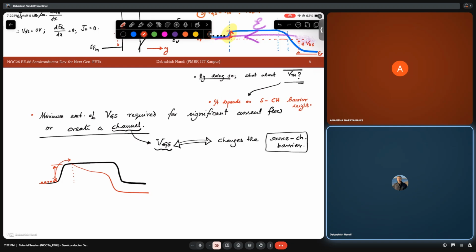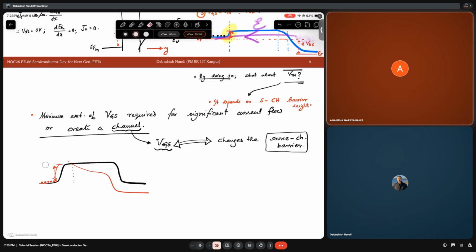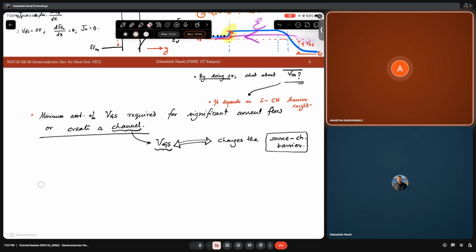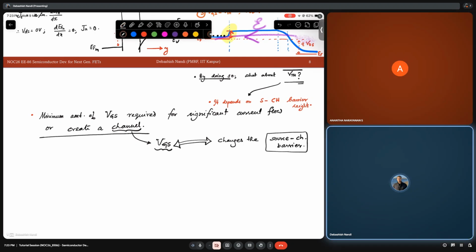So unless this barrier is lowered or the source of electrons is more, my carrier concentration in the channel will not change much, because my electron has to come from somewhere, and that is coming from the source. So in both cases the threshold voltage will be the same, as long as this barrier is undisturbed.